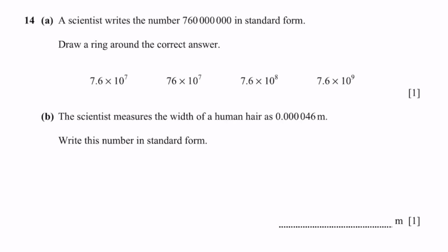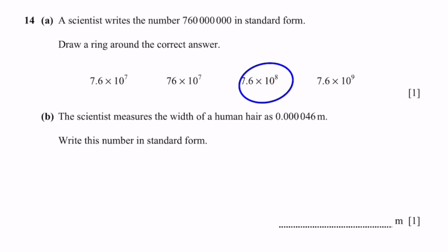Question 14. A. A scientist writes the number 760 million in standard form. Draw a ring around the correct answer. The answer is 7.6 times 10 to the power 8. Because when you take the decimal point and move it 1, 2, 3, 4, 5, 6, 7, 8 times, then it becomes 7.6. That's why the power is 8.